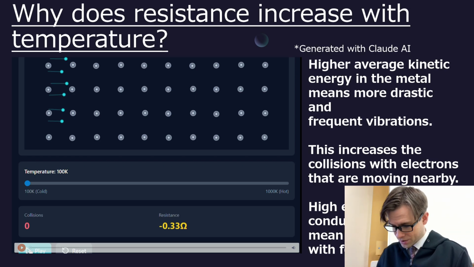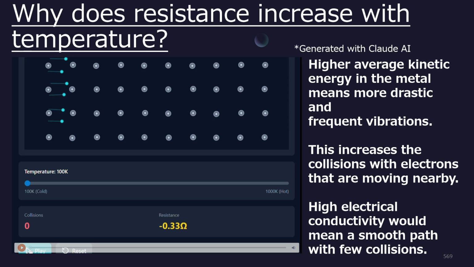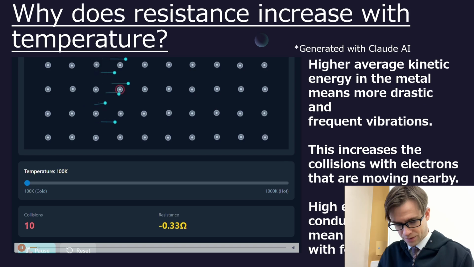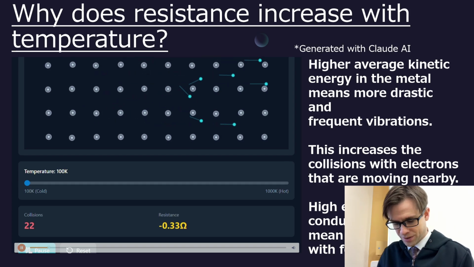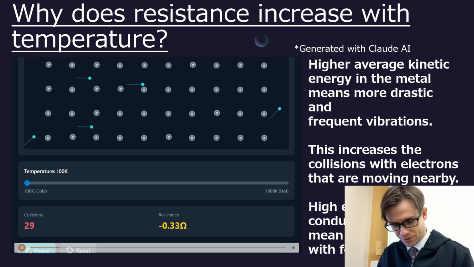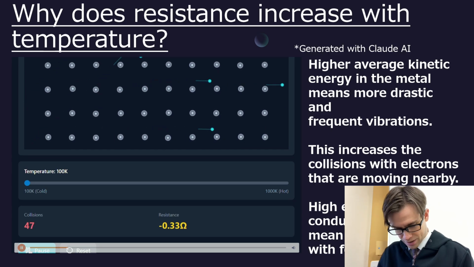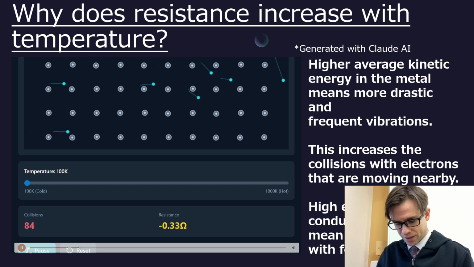So this increases the collisions with electrons that are moving nearby. High electrical conductivity would mean a smooth path with few collisions. So that's what I'm going to show at the beginning of this animation. A cold metal where the lattice is vibrating just very slightly and all the electrons can basically move in a straight line when the electric field is applied and go to the right. Let's see that. So the electrons basically have a nice path through. You can see the lattice is vibrating a little bit, and every once in a while there's a collision that would transfer kinetic energy. But overall, this would be a great conductor. The electrons have a clear path from left to right.